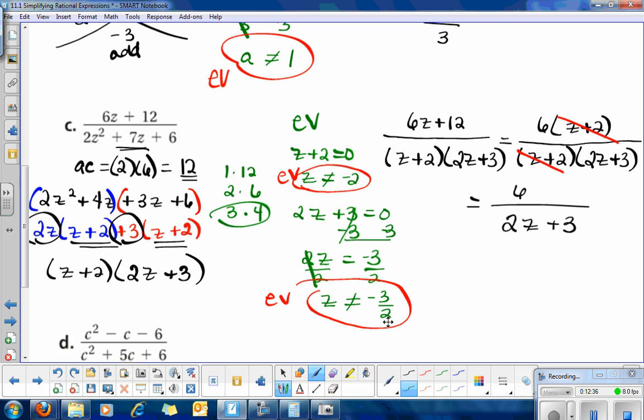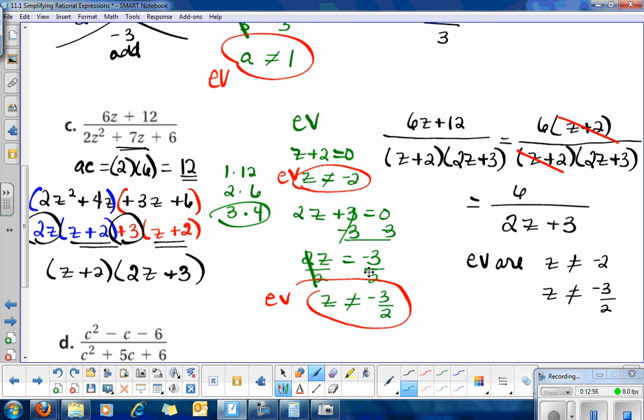Okay? And you know what? It would help if you say that this is your factored form, and then you can say my excluded values are z is not equal to negative 2 and z is not equal to negative 3/2.